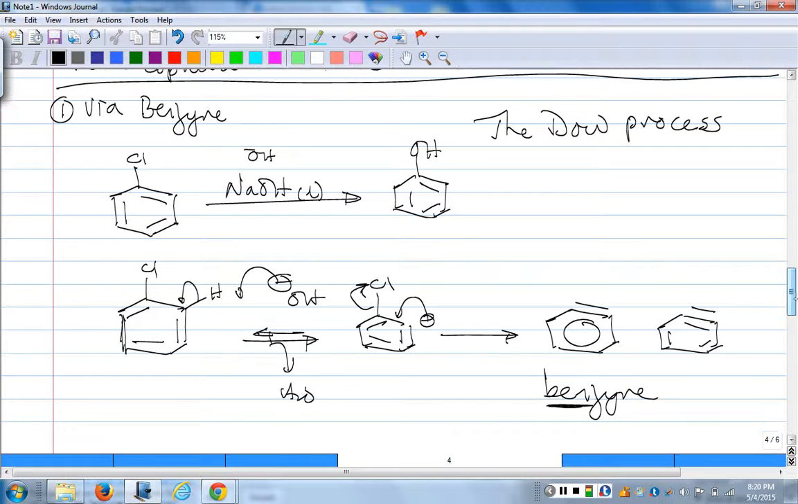So how do we know we get benzyne? Under what conditions do we get benzyne? Well, we need to have a good leaving group. There was a chloride, because the chloride has to come off. And our conditions must be very forcing. This is molten sodium hydroxide. This is not aqueous sodium hydroxide. These are very forcing conditions.